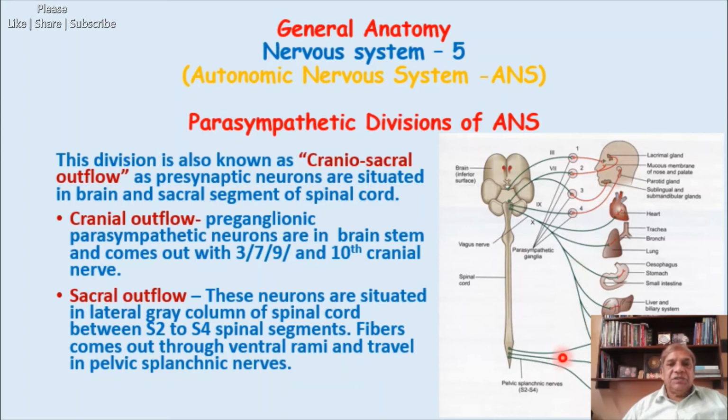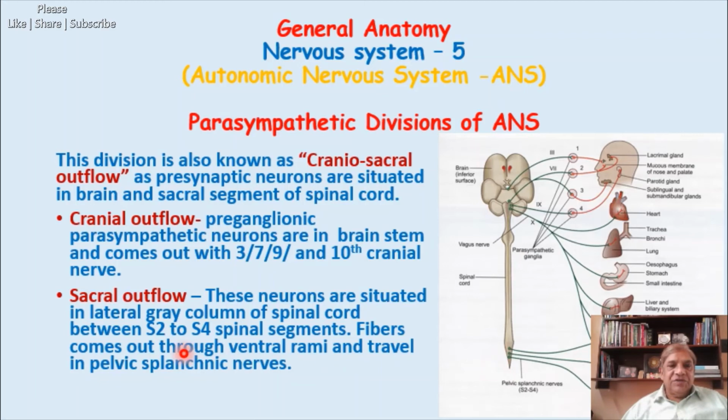Let us come to the second outflow, that is the sacral. See this pointer in the diagram, this is the terminal end of the spinal cord, and these neurons are situated in the lateral gray column, just similar to T1 to L1, where there was a lateral column for the sympathetic preganglionic neurons. In a similar way, the lateral column is also present from S2 to S4 spinal segment. S2 means sacral 2 and S4 means sacral 4.